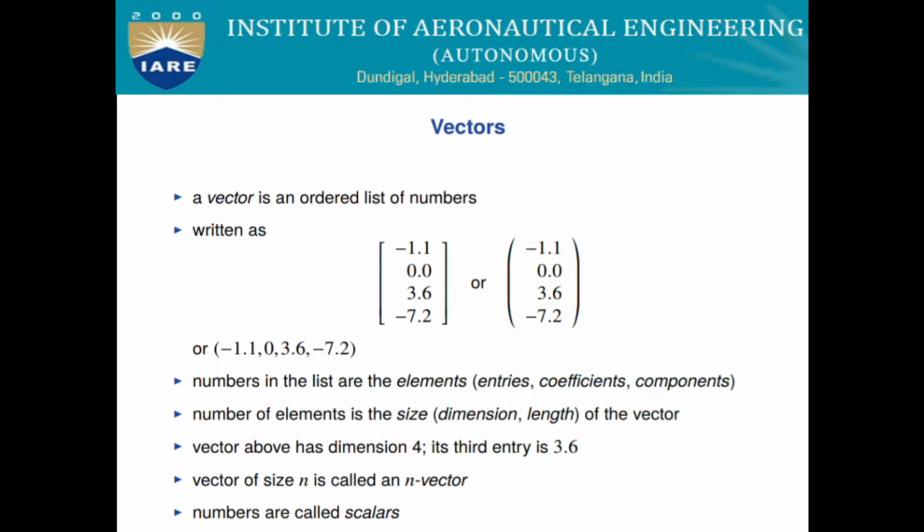The number of elements is the size, dimension, or length of the vector. The vector above has dimension 4. Its third entry is 3.6. A vector of size n is called an n-vector. Numbers are called scalars.